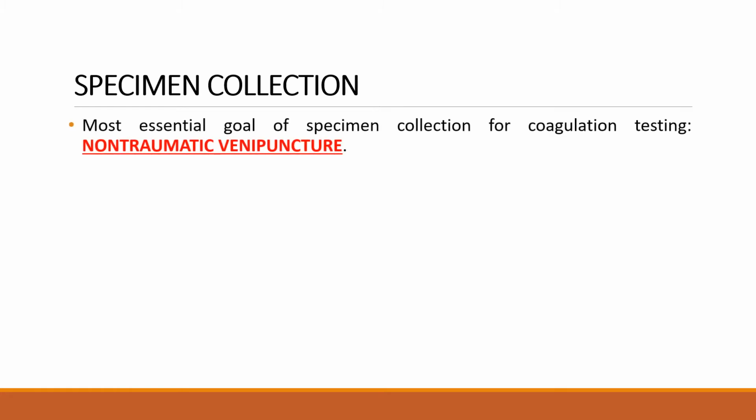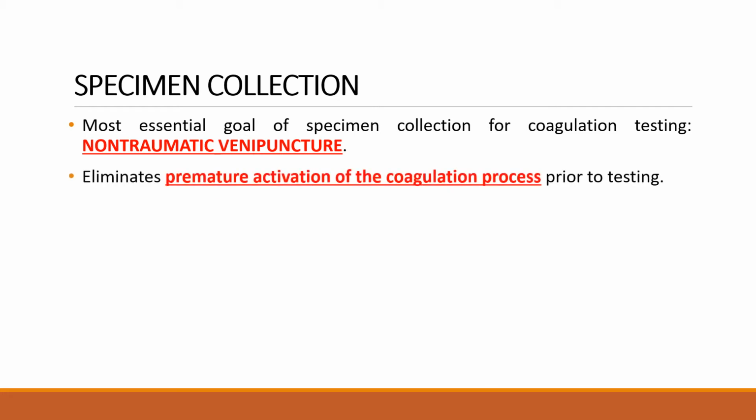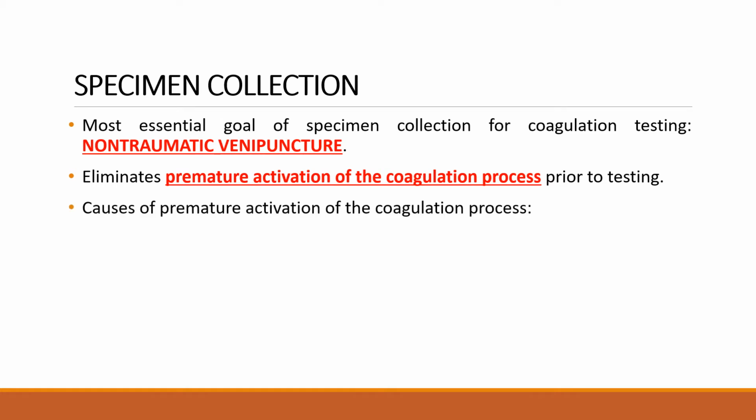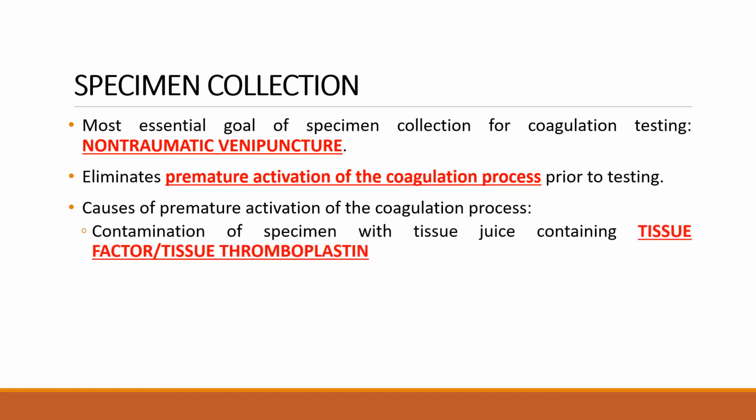The most essential goal of specimen collection for coagulation testing is what we call the non-traumatic venipuncture. Through the non-traumatic venipuncture, it eliminates premature activation of the coagulation process prior to testing. The causes of premature activation of the coagulation process are the following. First, we have contamination of specimen with tissue factor or tissue thromboplastin because of tissue juice.